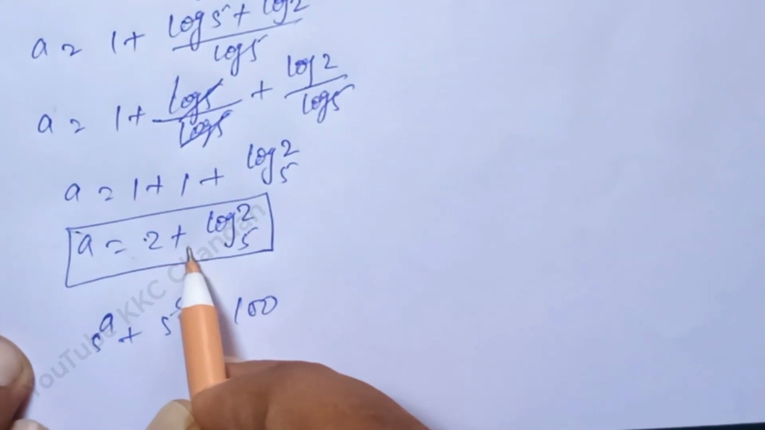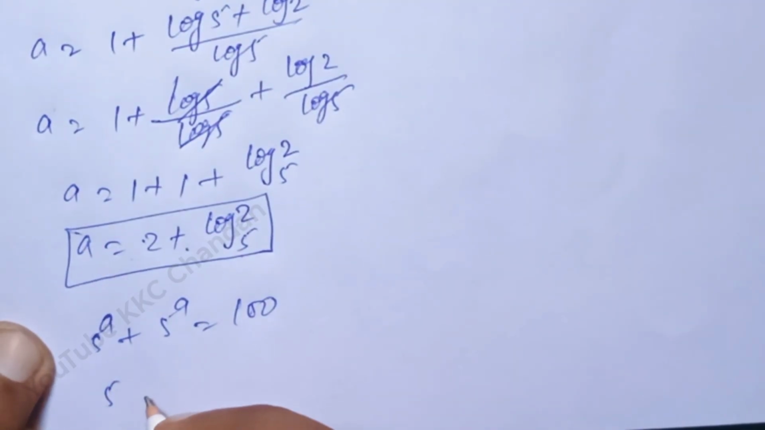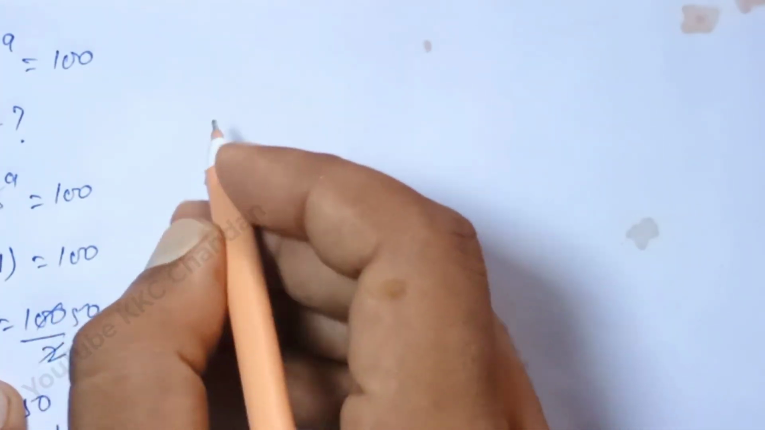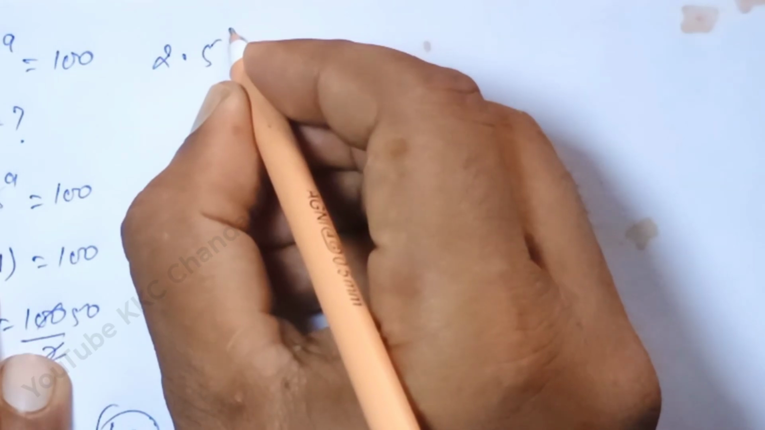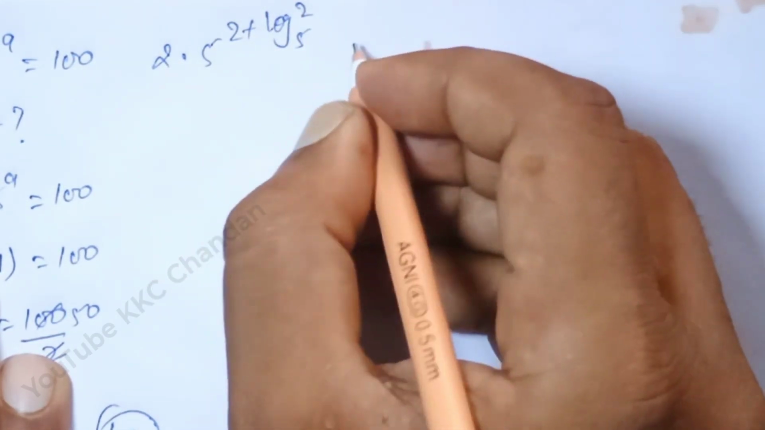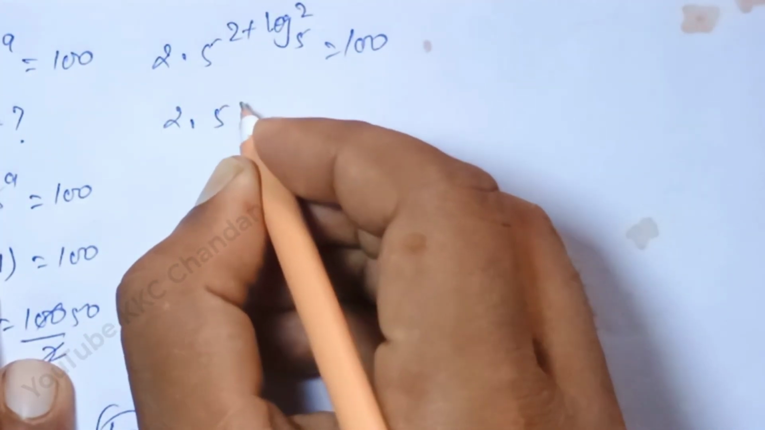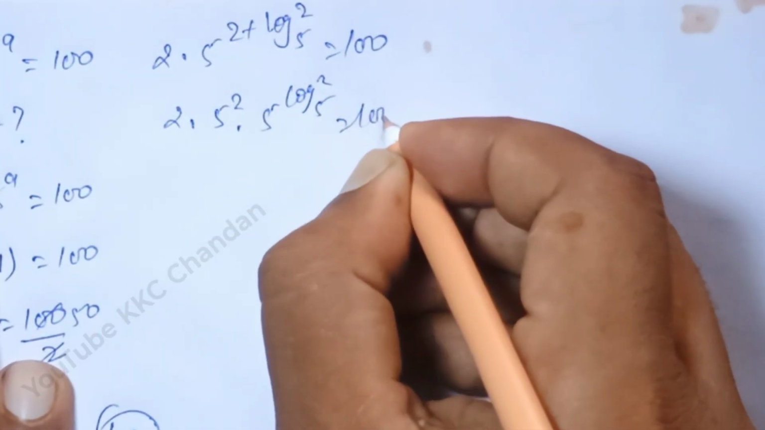Here A is equal to 2 plus log 2 base 5. Therefore, 5 power A into (1 plus 1), which is 2, is equal to 100. After that, 2 into 5 power A, putting the A value 2 plus log 2 base 5, is equal to 100. Therefore, 2 into 5 power 2 plus log 2 base 5 is equal to 100.